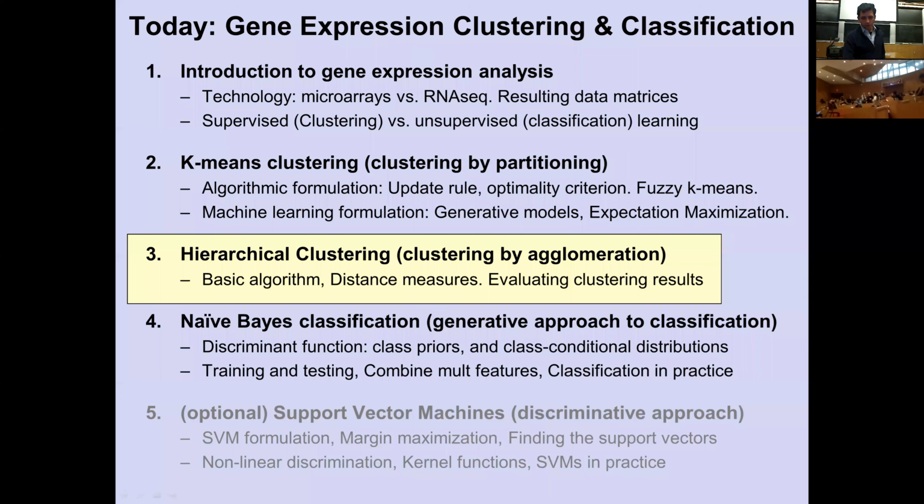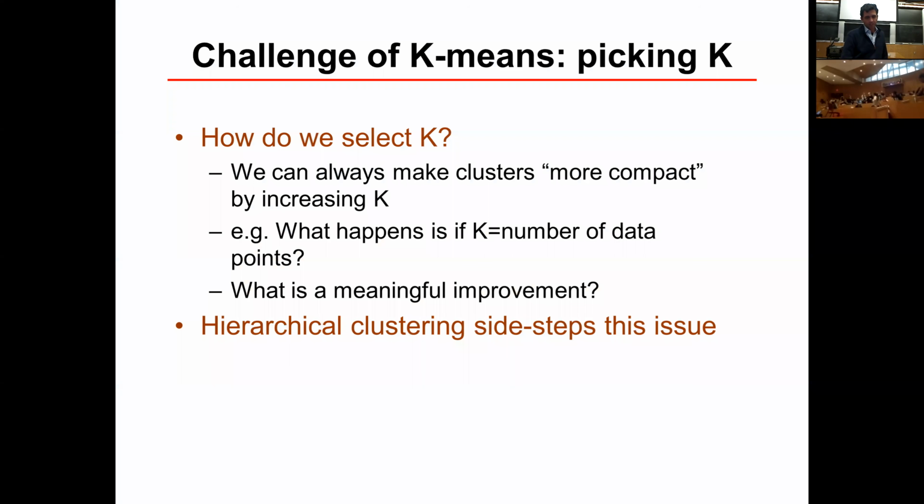So hierarchical clustering is completely foregoing the question of how many clusters there are. It basically says, let's just ignore that. A lot of people asked about K. We can always make the clusters more compact by increasing the number of clusters. What happens if K equals the number of data points? Great score, but not meaningful at all.